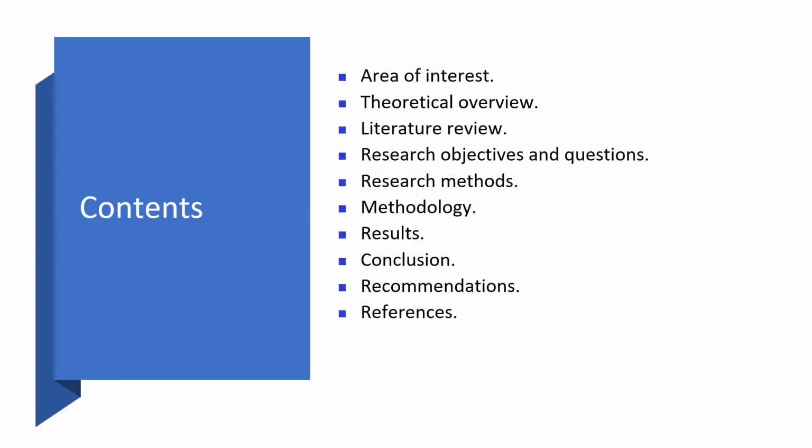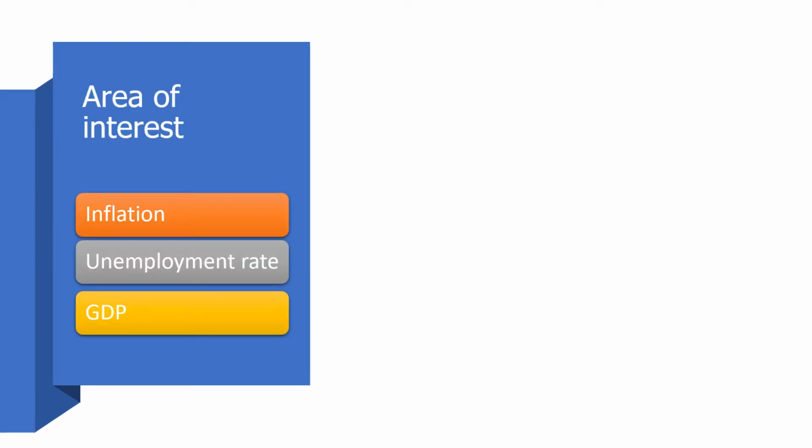So here we start with the table of contents. We will start with area of interest, then theoretical overview, then literature overview, research objective and questions, then research methods, then methodology, then results, and finally conclusion and recommendation. So let's start with area of interest. I am interested in studying the impact of inflation on the unemployment rate and the GDP.